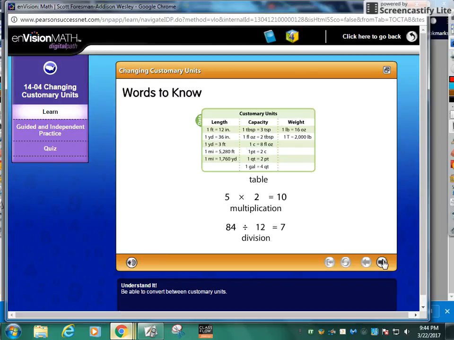But you should know these just from basic knowledge. You should know that there's 12 inches in a foot. You should know there's 36 inches in a yard because there's 3 feet in the yard. Again, 1 yard has 3 feet. 1 mile, 5,280 feet. Or if you divide that by 3, 1 mile is 1,760 yards.